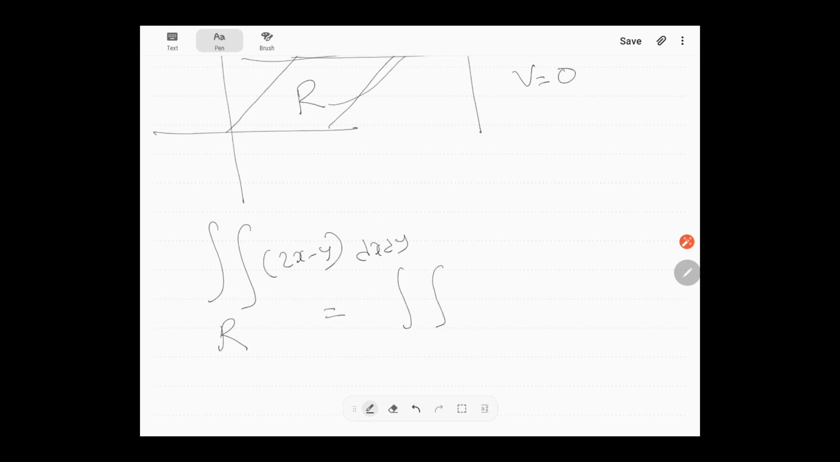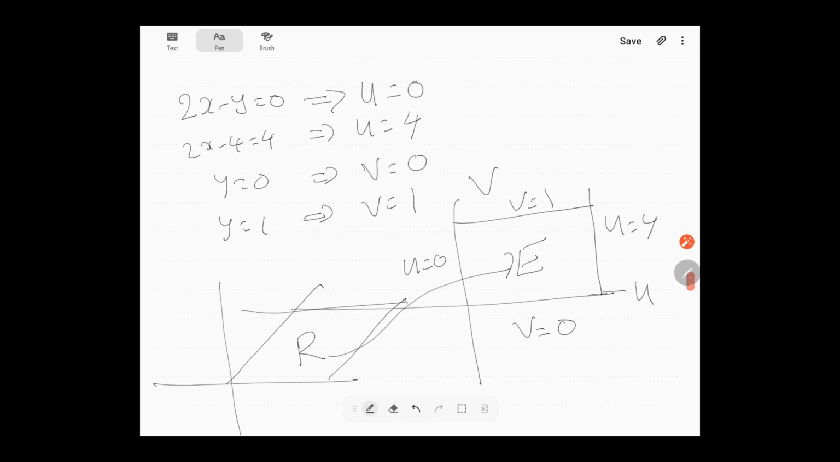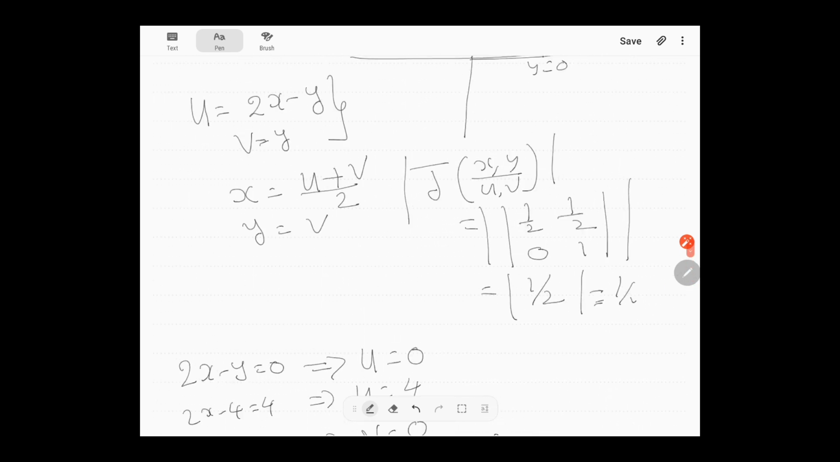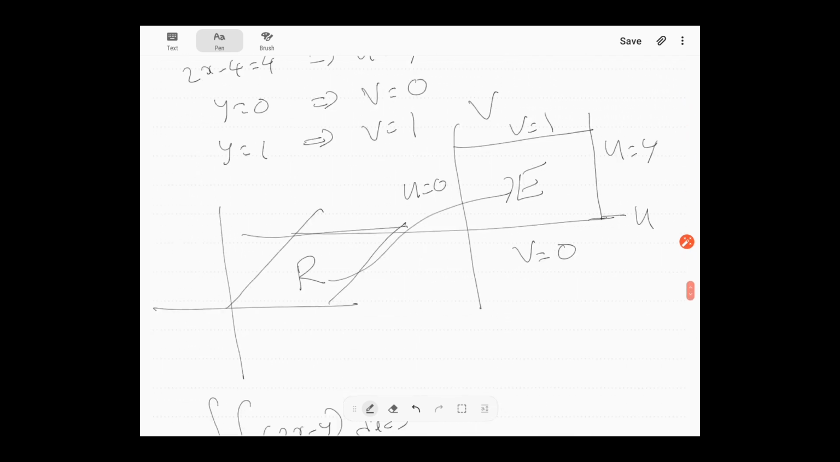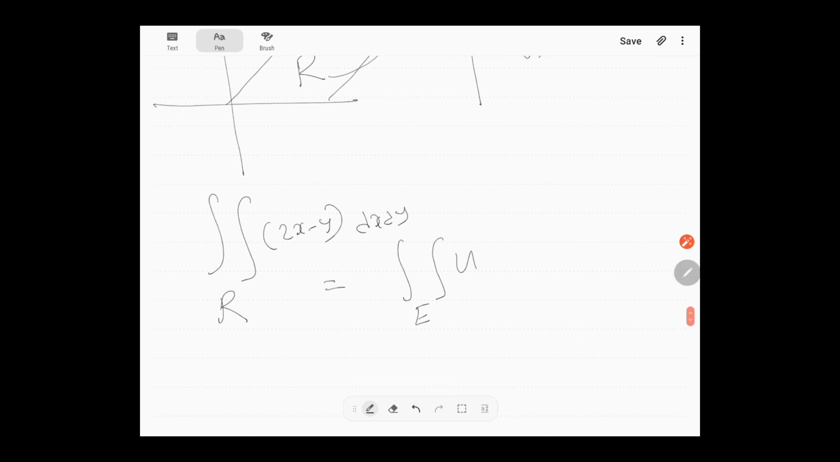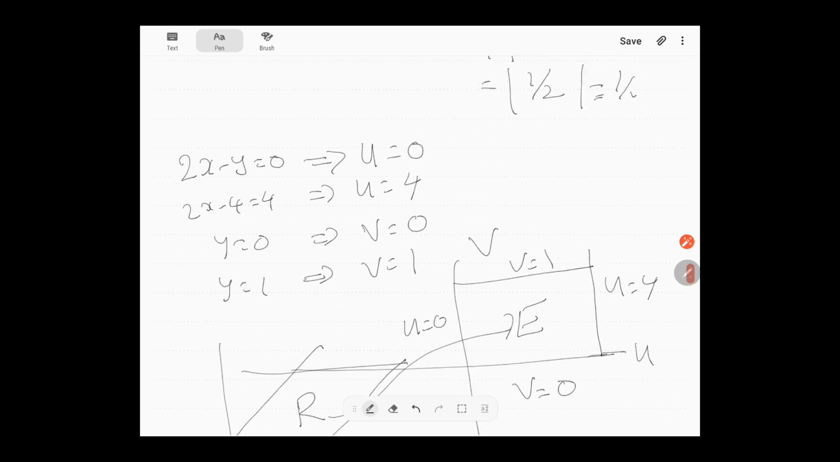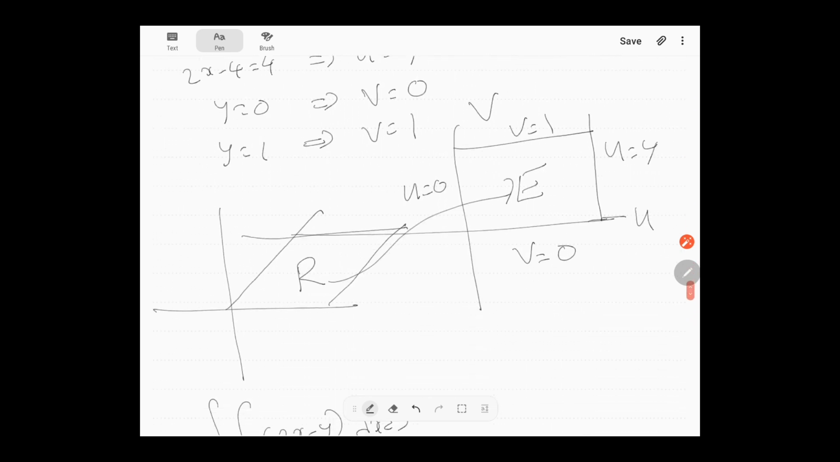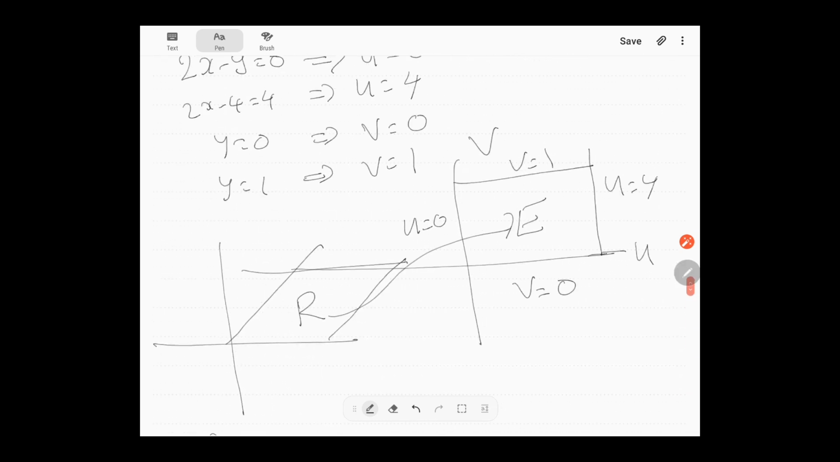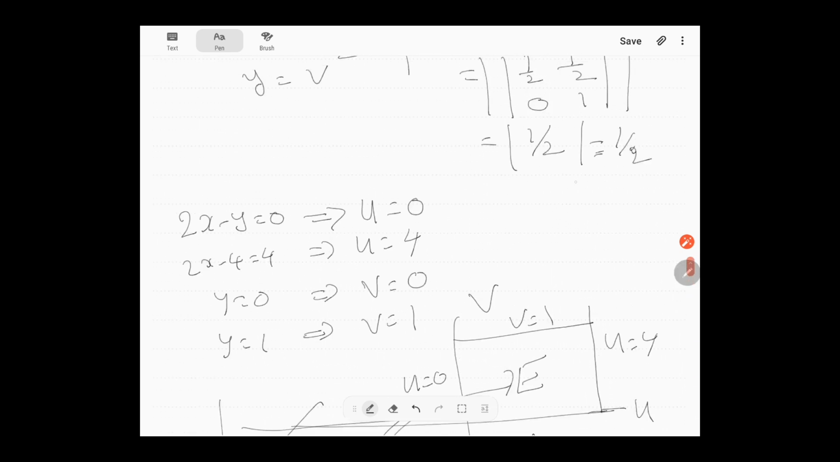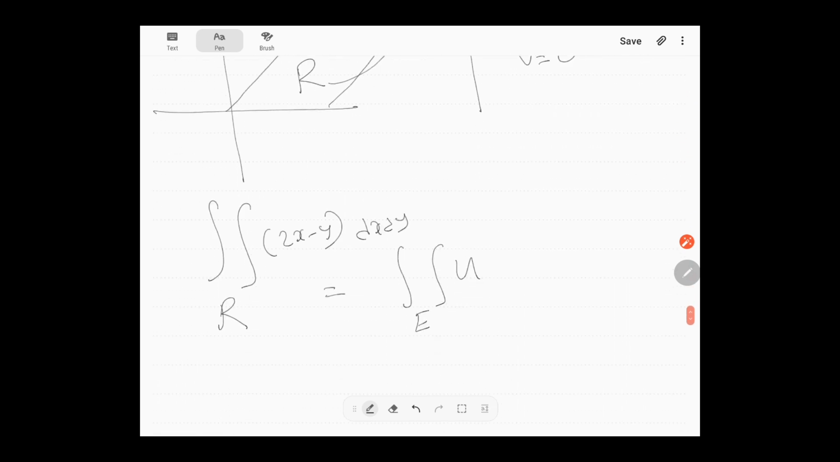Now I am evaluating it by this. This is equivalent to the double integral over E of 2x minus y, according to the transformation. 2x minus y is my u. Therefore, this is u, and dx dy is the Jacobian times du dv. Here I calculated the Jacobian and got 1 by 2. So that is the Jacobian times du dv.